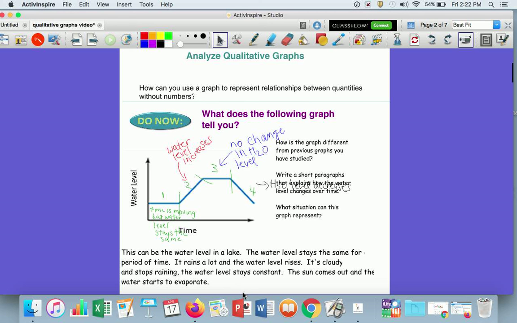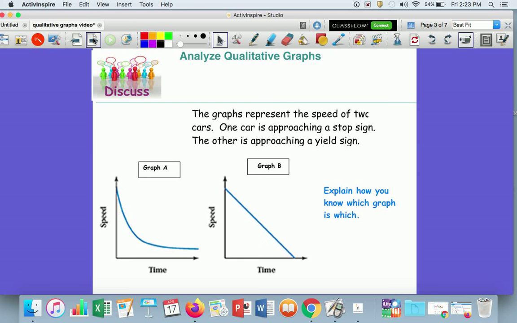If I needed to write a scenario that went with the graph, I could say, this can be the water level in a lake. The water level stays the same for a period of time. It rains a lot and the water level rises. It's cloudy and stops raining, and the water level stays constant. The sun comes out and the water starts to evaporate. Let's look at the next example.